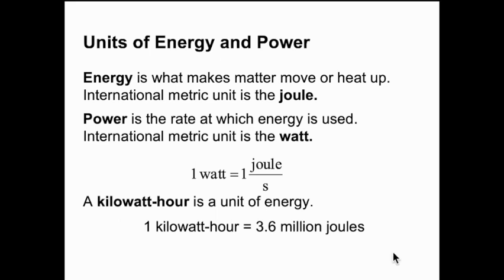Here's another conversion factor that you're going to need to use. 1 kilowatt hour is equal to 3.6 million joules. Another thing to remember or recognize is that kilo means 1,000. And so that means if I have 1,000 watts, that will be the same as saying 1 kilowatt.